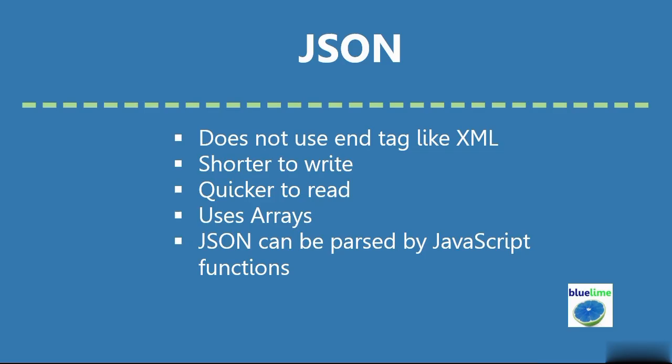JSON uses arrays. Arrays is a JavaScript way of storing multiple values as a single variable. So with arrays, you can store multiple values as a single variable. JSON can be parsed by JavaScript functions. So this is another difference from XML. With XML, you have to use an XML parser to interpret the XML. But with JSON, you can use JavaScript functions to do the interpretation of the JSON.